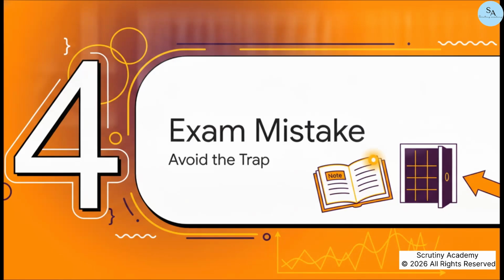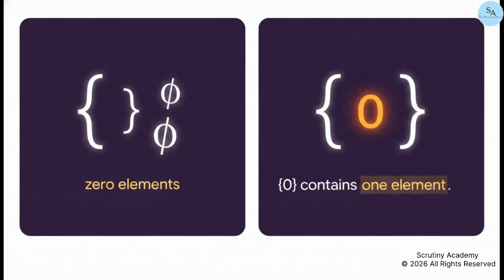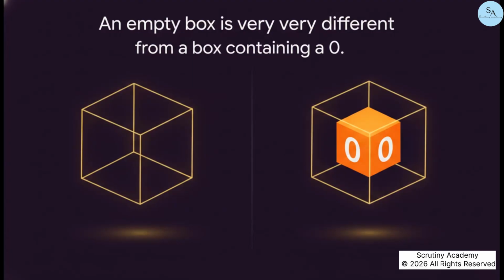And finally, Part 4, a common exam mistake. I really want you to notice this comparison closely. Phi, or those empty curly brackets, represents a set with exactly 0 elements inside it. However, placing the number 0 inside the brackets means the set contains exactly one element, the number 0 itself. The absolute biggest mistake students make under exam pressure is confusing an empty set with a set that actually just contains the number 0. To put it as simply as possible, phi and the set containing 0 are two completely different things.